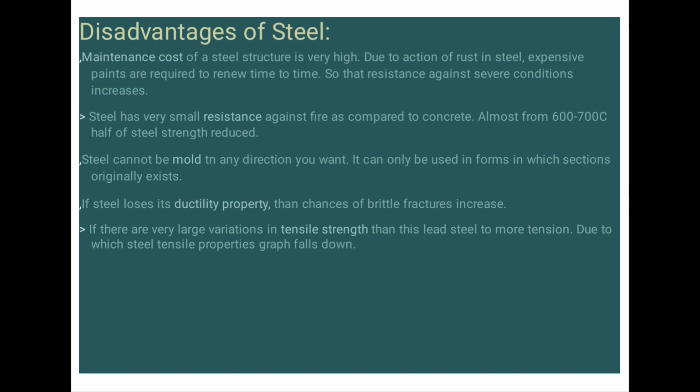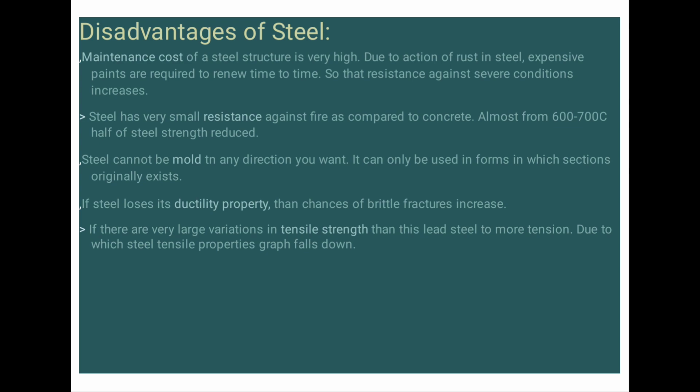Steel cannot be molded in any direction you want. It can only be used in the form in which the section originally exists. What I am saying is steel cannot be molded to any direction you want. And if steel loses the ductility property, then the chances of brittle fractures also increase.